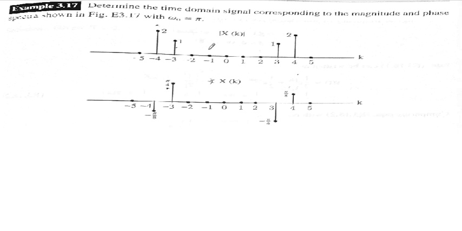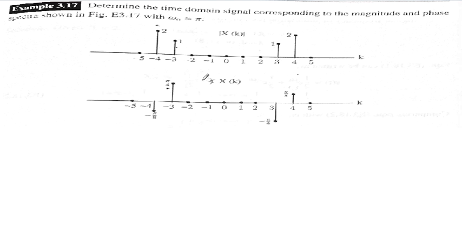Let's solve the reverse kind of problems wherein the phase and magnitude plots are given and we are supposed to find what our x of t signal is. So let's consider this signal, wherein the problem goes like this: determine the time domain signal corresponding to the magnitude and phase spectra shown in the figure with omega naught equal to pi, and the magnitude spectra is this one and the phase spectra is this.